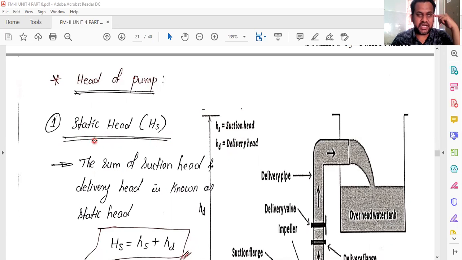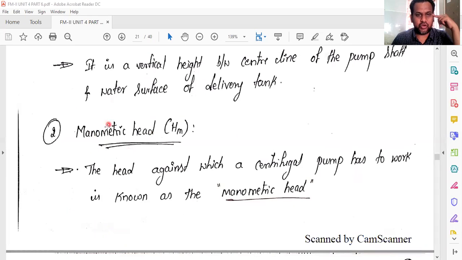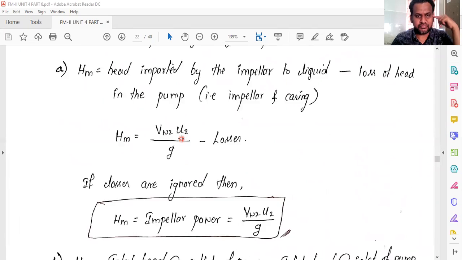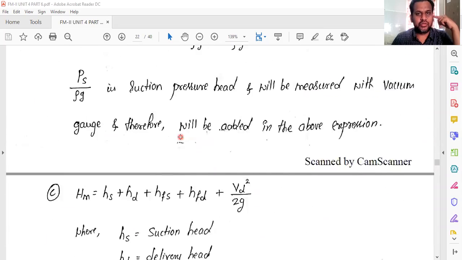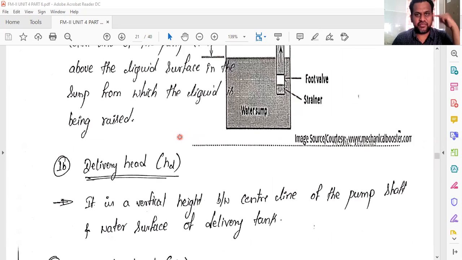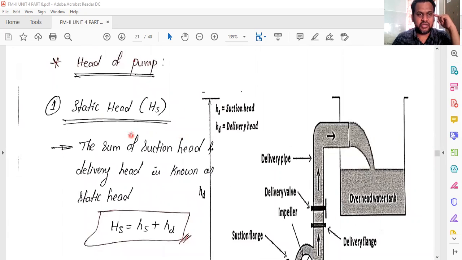So the first one is static head, that we can call H suffix S. The second one is manometric head, that is H suffix M. These are the two heads. Within that, there are different types of heads. So let's discuss these two heads, that is static head and manometric head.